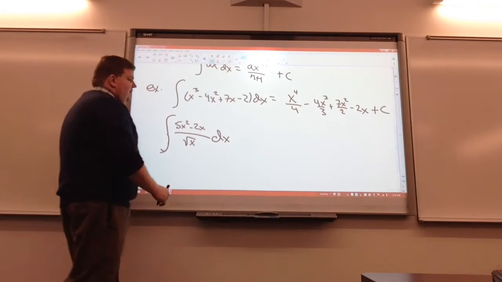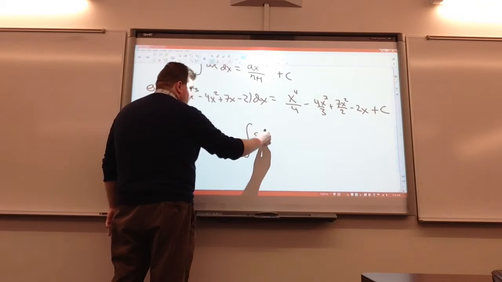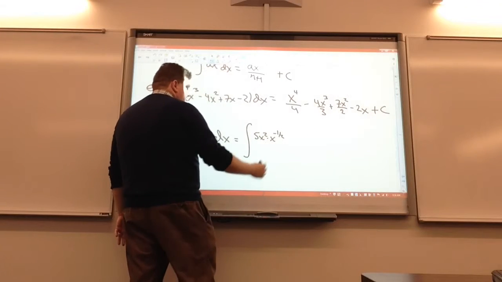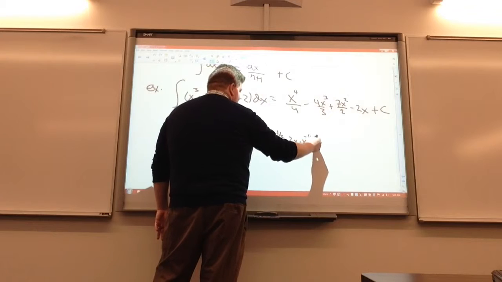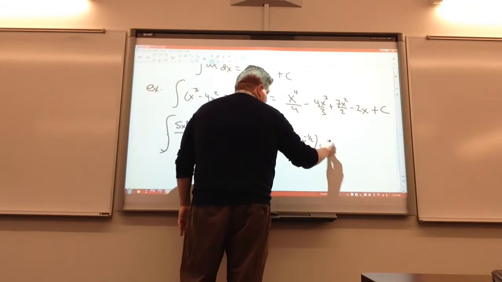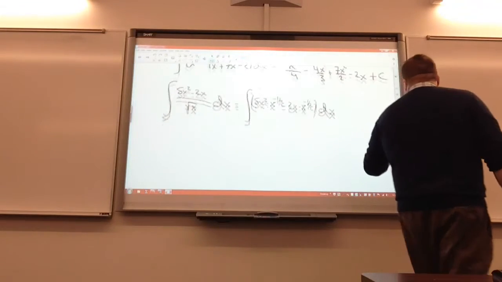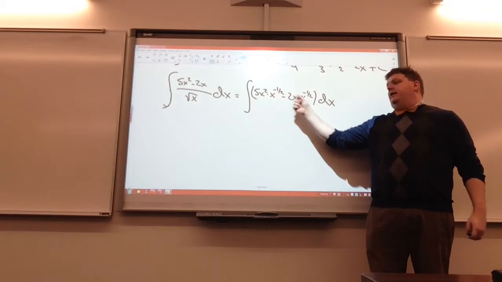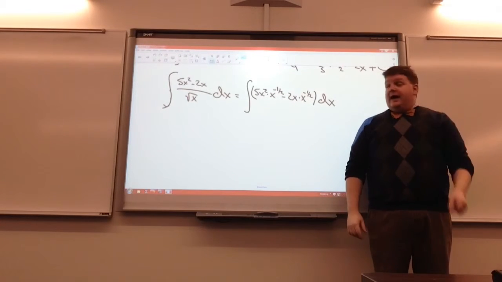Okay? And in fact, you would rewrite this thing as the integral of 5x squared times x to the negative 1/2, minus 2x times x to the negative 1/2. Okay? All that is still dx there. And the benefit here is, well, I'm not quite done yet. This right here, I'd have to simplify out. I actually have to multiply these through. Okay? But that should be fairly easy.